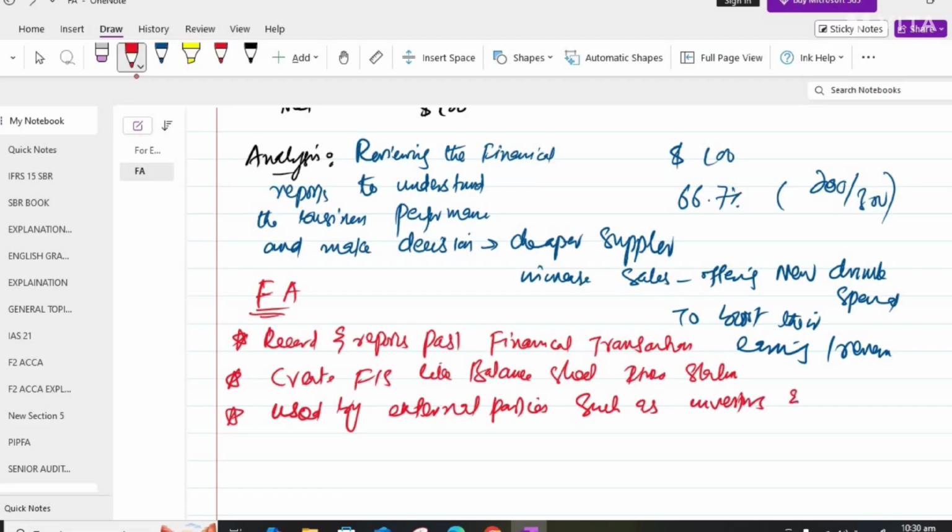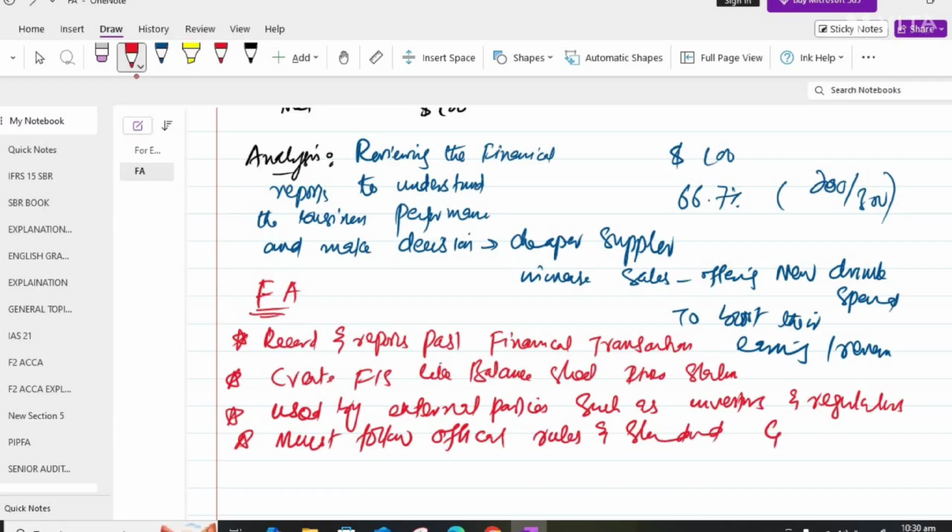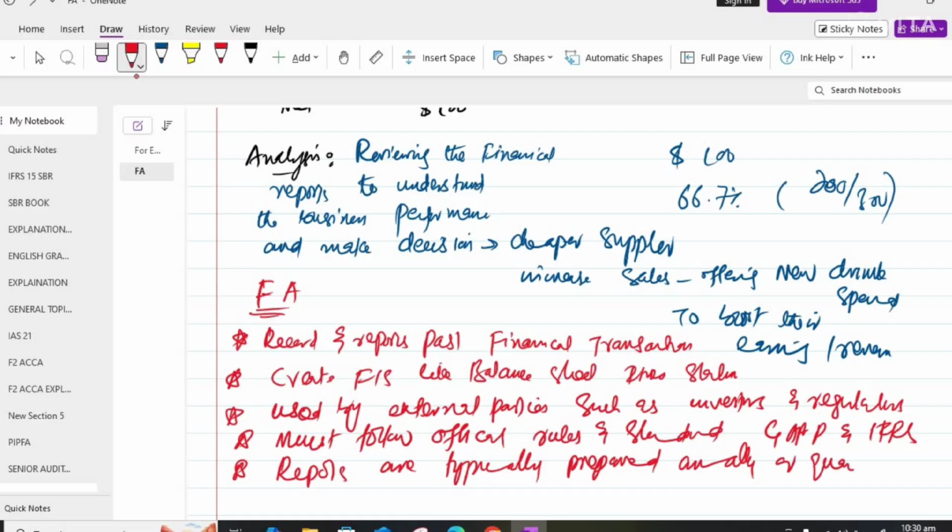Then financial accounting must follow official rules and standards, and there are GAAP and IFRS. Clear? And the last point here is that financial accounting reports are typically prepared annually or quarterly. Okay, so this is all about financial accounting. Let's move on to another type of accounting.